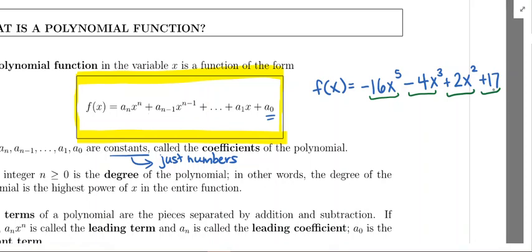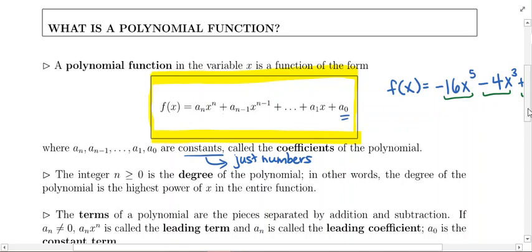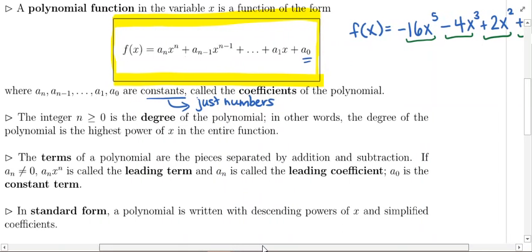Looking at this particular polynomial that I've made up, I am going to go through all the definitions associated with polynomials, and that's in these next set of bullet points. You see words like coefficient, degree, terms, leading term, leading coefficient, standard form. I'm going to explain what each of those means, using this particular polynomial.